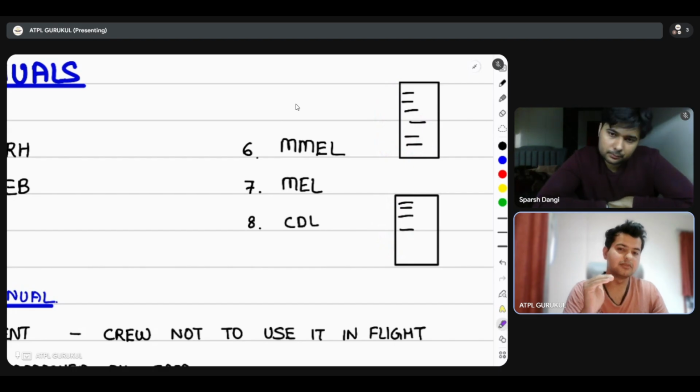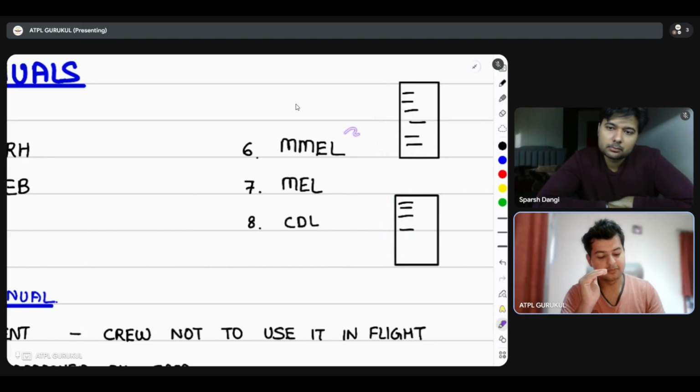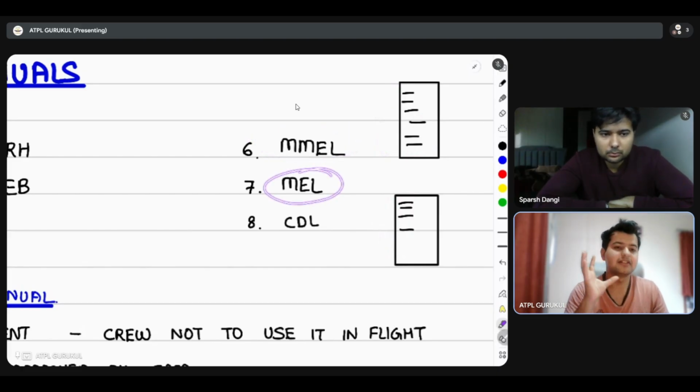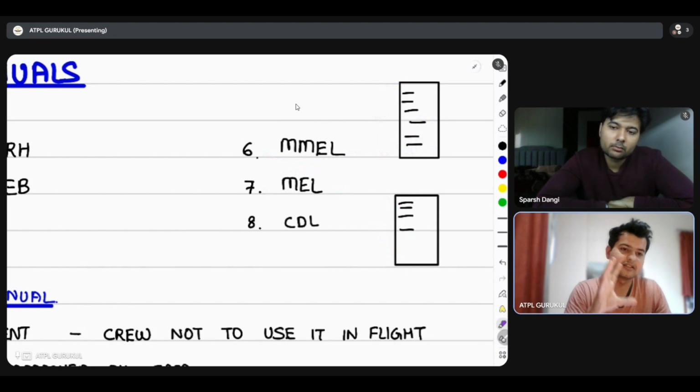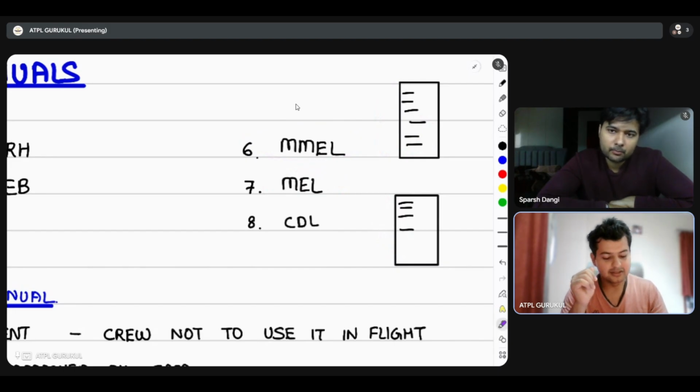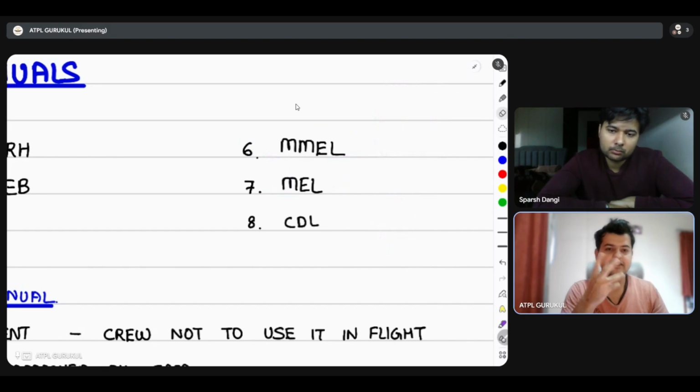Okay, it is a more conservative document than the MMEL, based on operators' SOPs and that particular country's regulations. Clear? Now, just like MEL is for equipment, functions and systems, CDL is for structural elements.